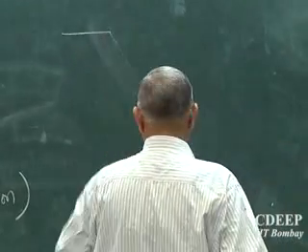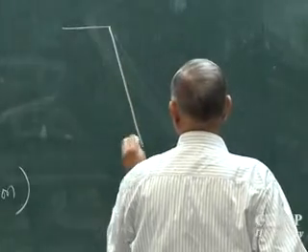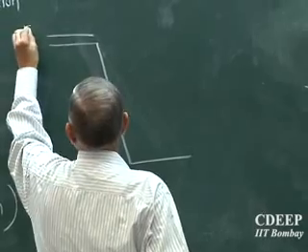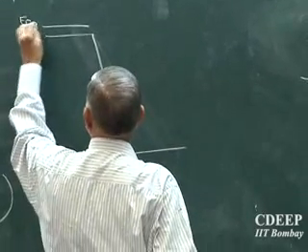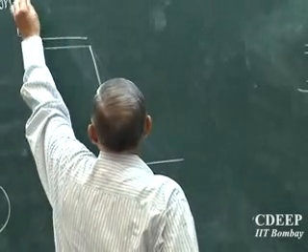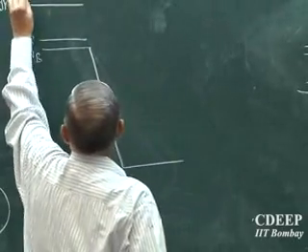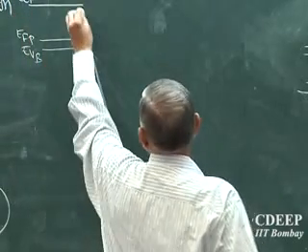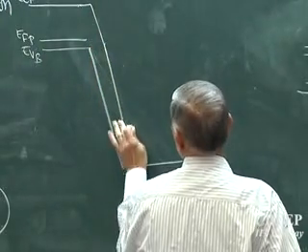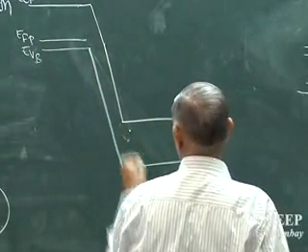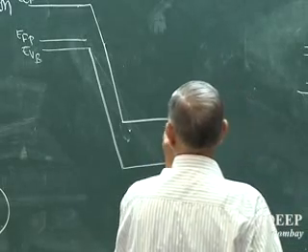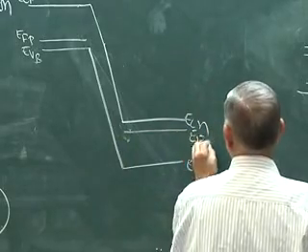Let's sharpen it a little. This is p-type material, EFP. This is EVP, okay. And this is ECP. ECN, EVN, EFN.